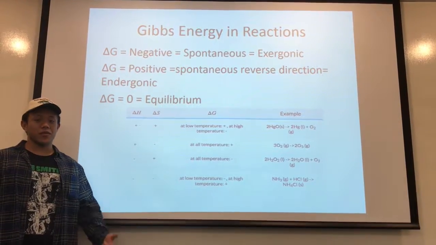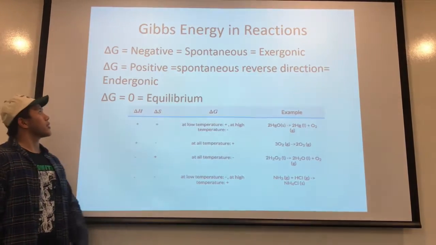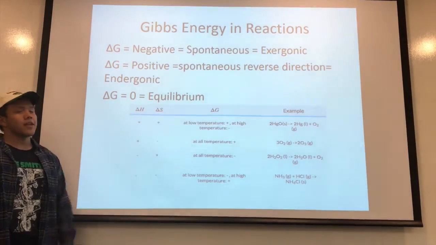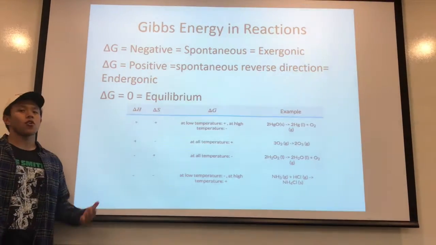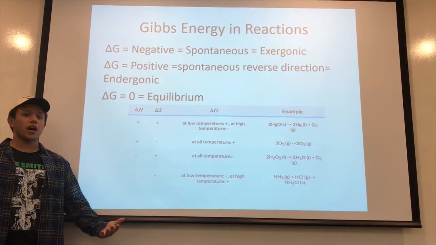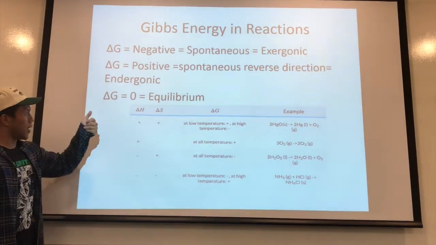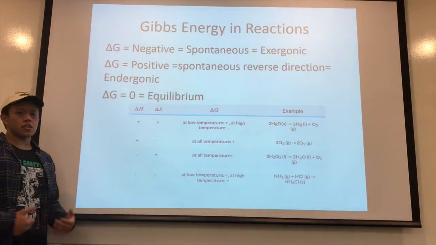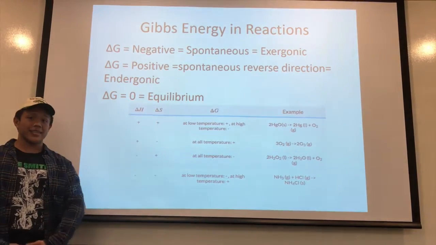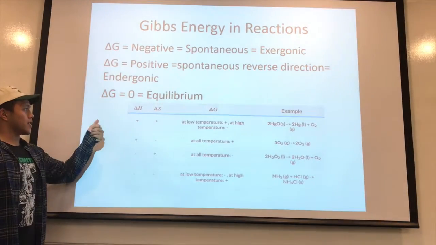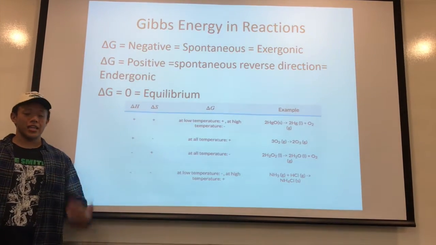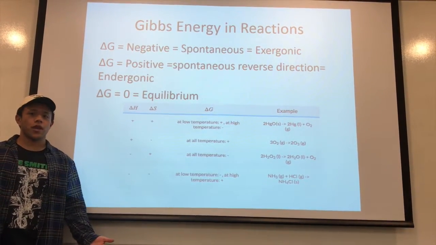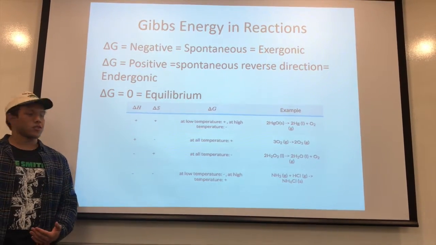So I get the equation, but how can this be used in a reaction? Gibbs free energy can be used to determine the direction of a reaction. If delta G is negative, that means the reaction is spontaneous or exergonic, which means it gives off energy. If delta G is positive, that means it's spontaneous in the reverse direction. That means that the reaction is endergonic and it takes in energy. If delta G is equal to 0, that means the reaction is at equilibrium, where the forward rate of reaction is equal to the reverse rate of reaction.